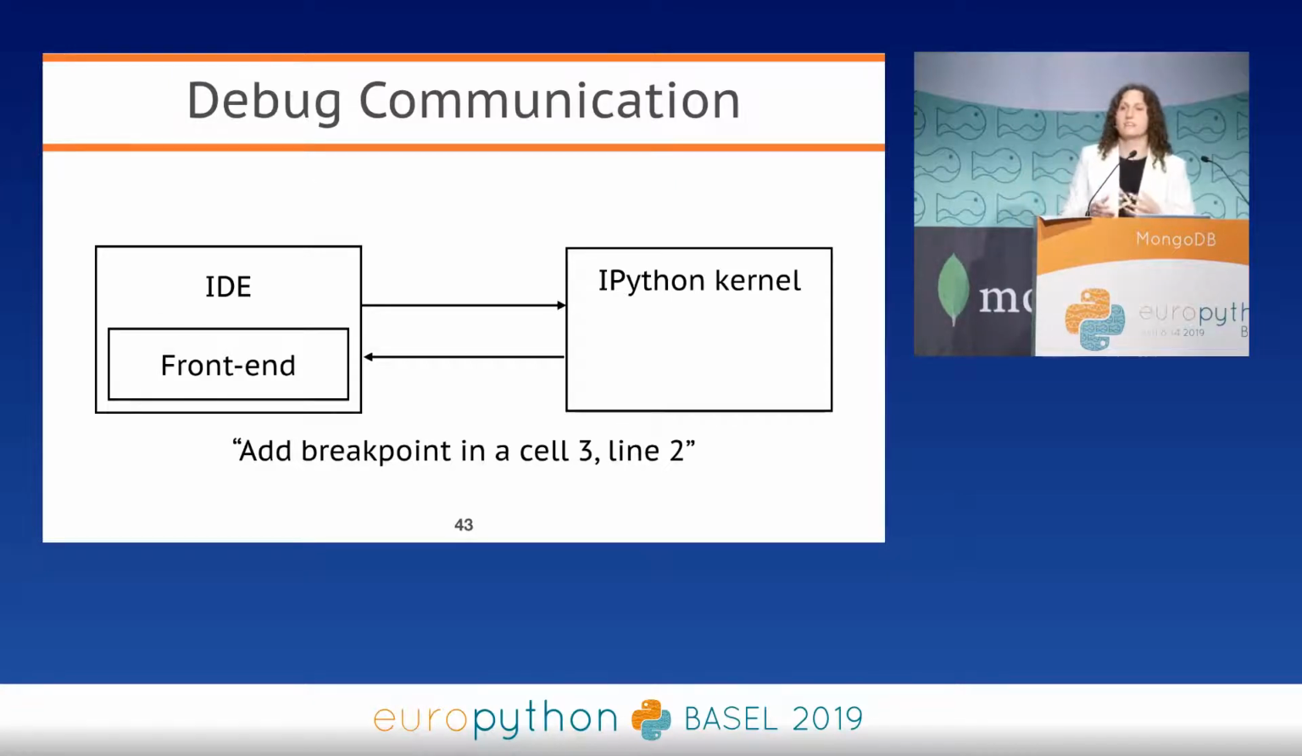But for a debugger, it isn't enough to send just source code for execution or some commands in silent mode. We also need to send a lot of util information, something like: user added a breakpoint in cell number 3, line number 2. Or when the debugger is suspended, it should be able to send a message like, I'm suspended in some place in the cell. That means that the debugger needs some additional communication channel with the IPython kernel.